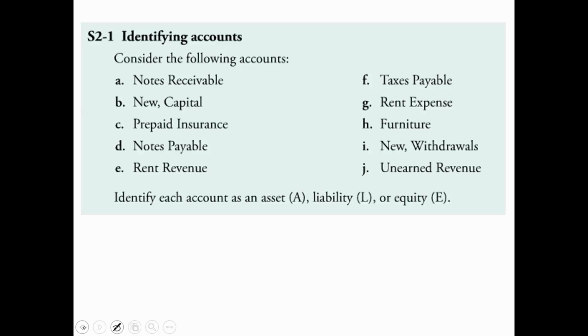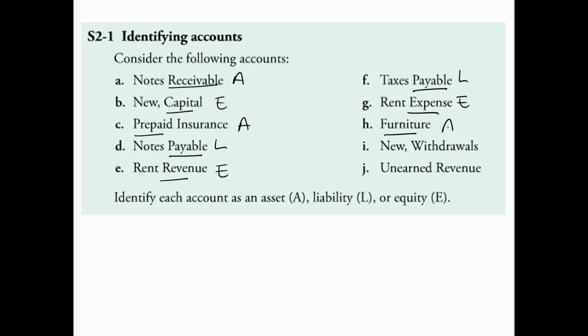So this is one of the practice problems in the demos. Notes receivable. I see the word receivable, so I know that's an asset. Capital is part of the equity account. Prepaid is one of those keywords, so I know that's an asset. Notes payable. As soon as I see the word payable, I know it's a liability. Rent revenue. Revenue is always part of equity. Taxes payable. I see payable, I know it's a liability. An expense, well, revenues and expenses pretty much always have that word right in the name for you. So rent expense is part of equity.